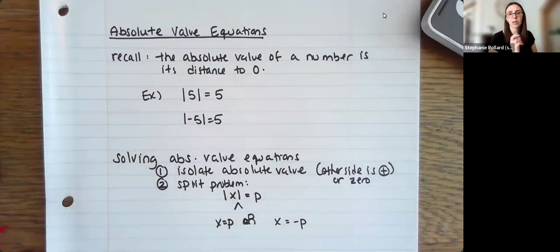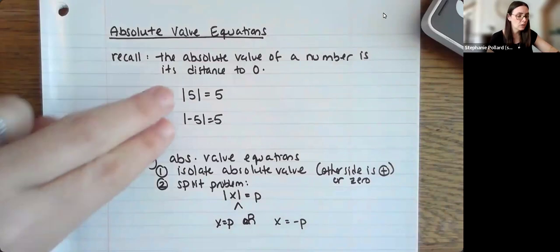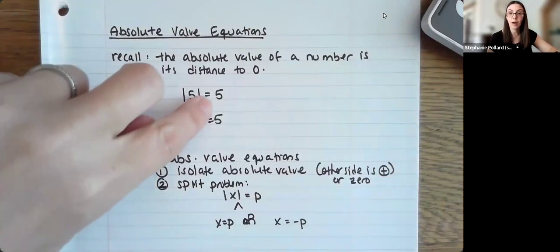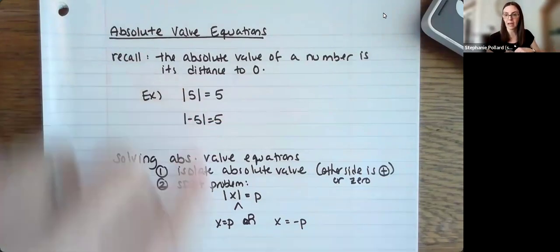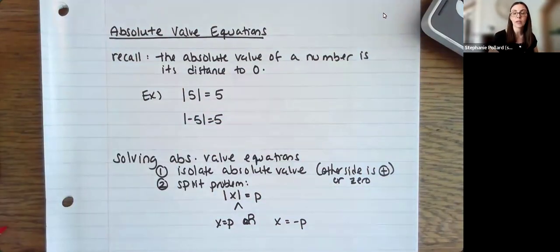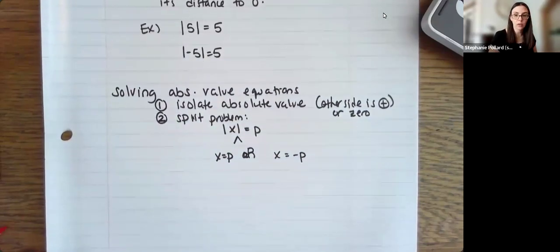Notice here, and this is actually really important, that there are two different inputs that give you the same output. To get the answer of 5, we could have used positive 5 or negative 5. And that idea helps us when we solve equations. So how do you solve absolute value equations?